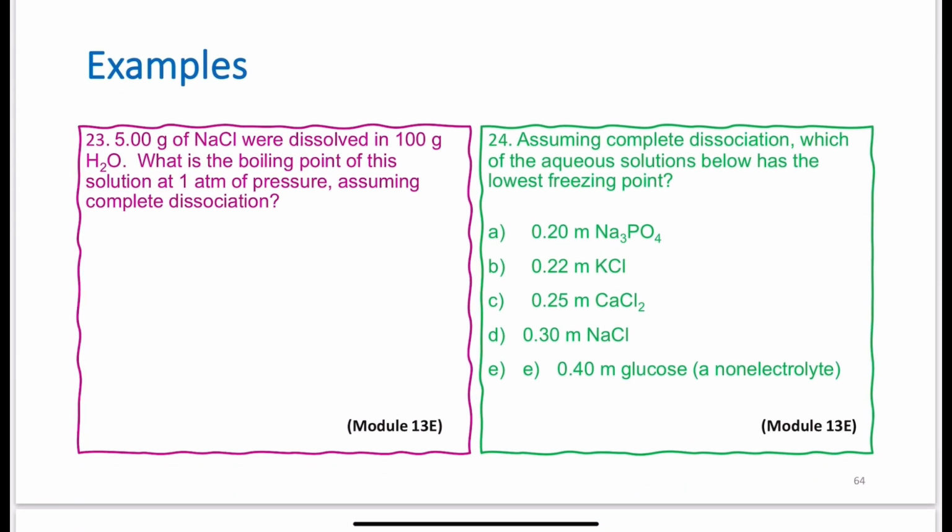Number 23. 5 grams of sodium chloride were dissolved in 100 grams of water. What is the boiling point of the solution at 1 atmosphere pressure, assuming complete dissociation? Okay, what do we got? Well, let's start with our 5 grams of sodium chloride. How many moles is that? I know 1 mole of sodium chloride weighs 58.44 grams. So therefore, if I do the math here, I'm going to get 0.0856 moles of NaCl.